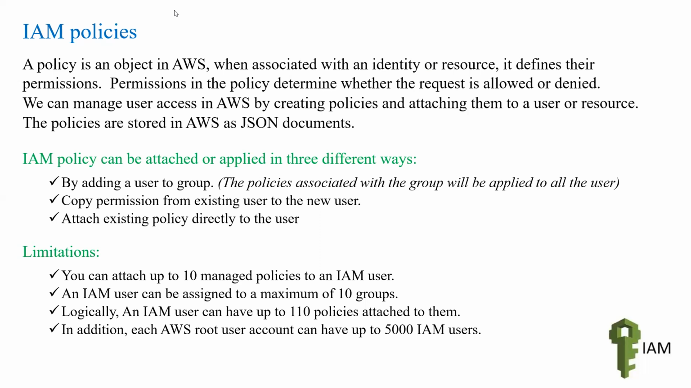Last but not least, an AWS root user account can have up to 5,000 IAM users. That means if you have a business organization and you're managing your resources, data center, employee database, everything in the AWS cloud, you can have 5,000 user logins, user access to your environment. So anything over 5,000, you'll have to create another AWS root user account. So this is all about the IAM policies. We will move on to the next topic.